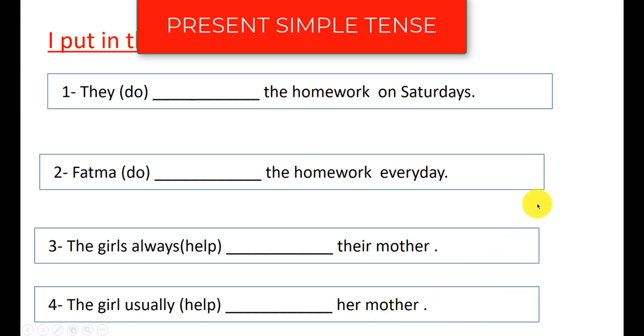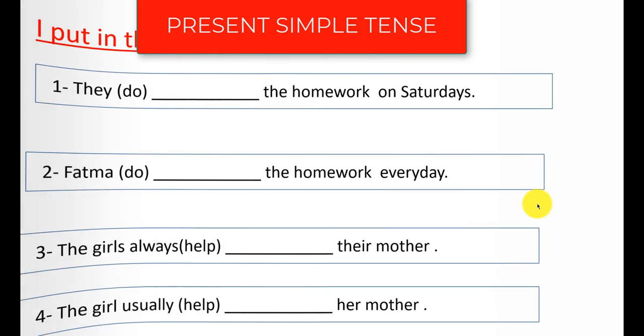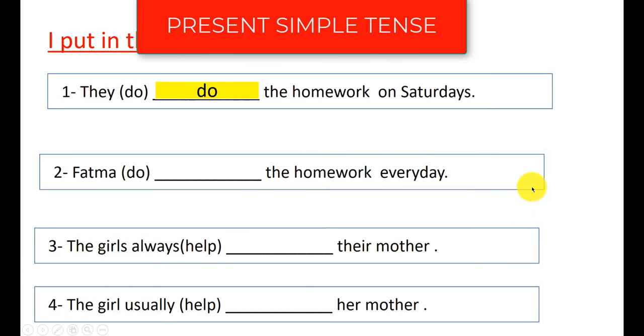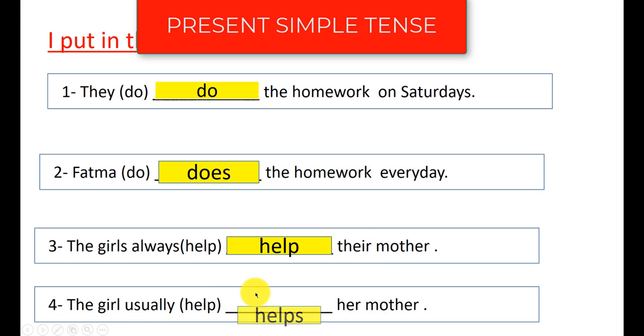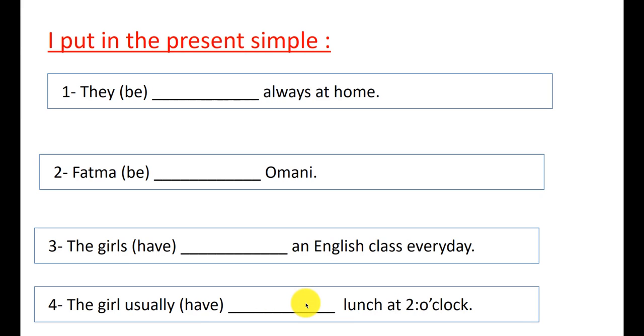And here are the answers. Sentence number 1, they do the homework on Saturdays. Sentence number 2, Fatma does the homework every day. Sentence number 3, the girls always help their mother. Number 4, the girl usually helps her mother.